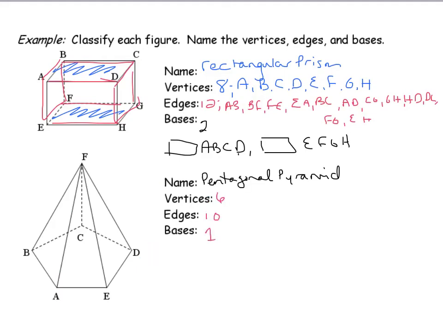So you should have named this a pentagonal pyramid. You should have had 6 vertices. You should have named them A, B, C, D, E, and F. You should have had 10 edges: AB, BC, CD, DE, EA, sorry, and then each one went up to F, so that's 10. And then there's one base, and that base is this pentagon, ABCDE.